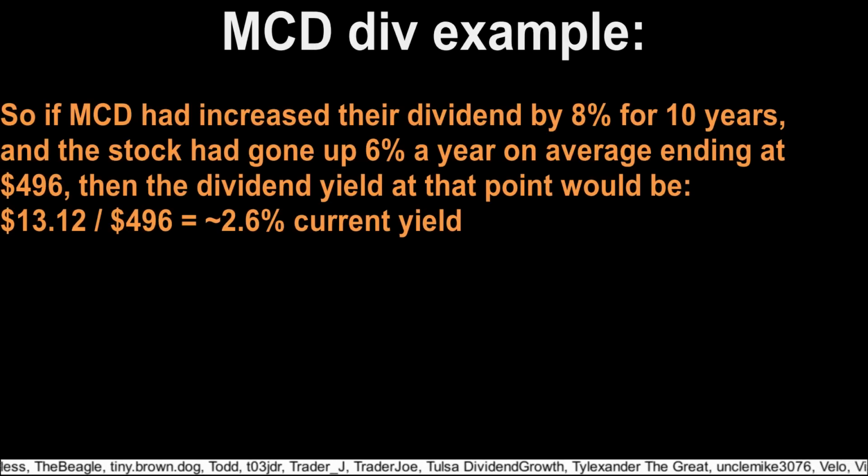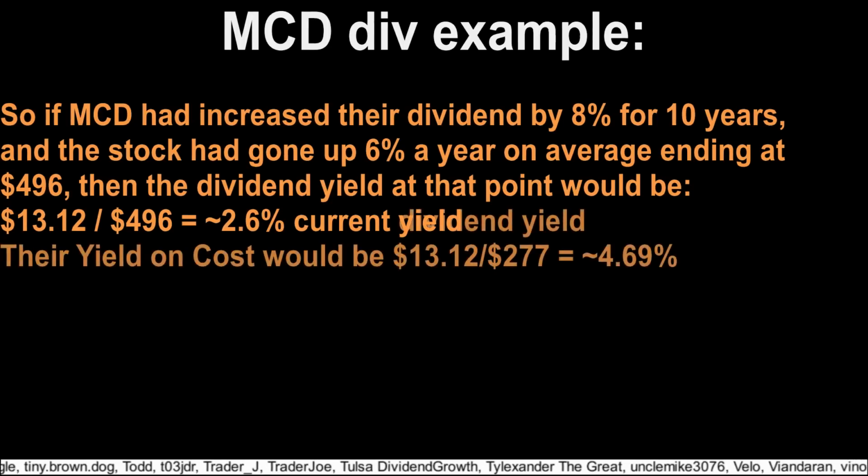a year in dividends. But that person's yield on cost of their initial tranche of 100 shares would be the $13 dividend divided by their average cost per share of $277, which equals 4.69%. Thus, yield on cost gives you some understanding of the dividend return you've had over that time frame.